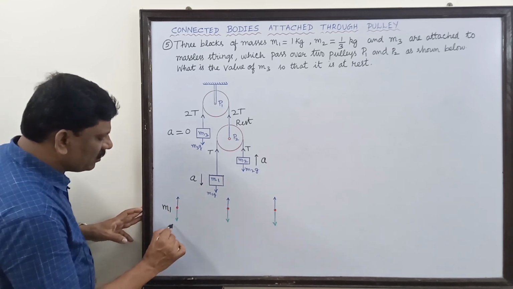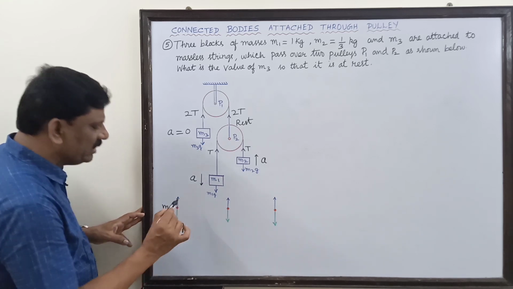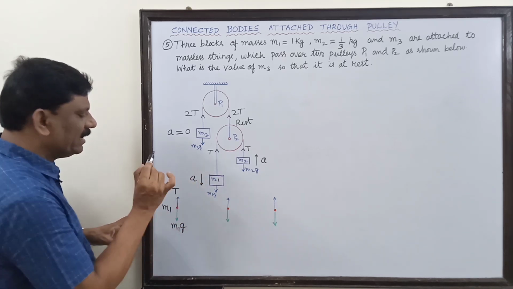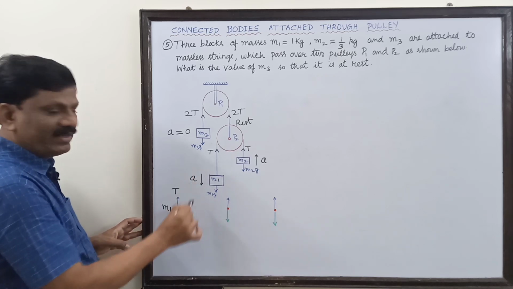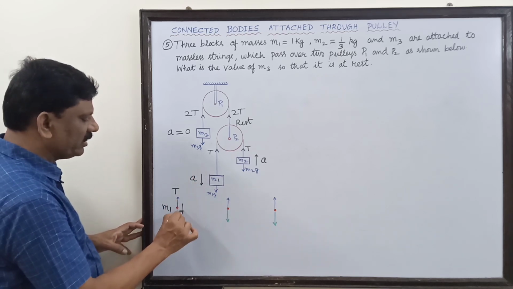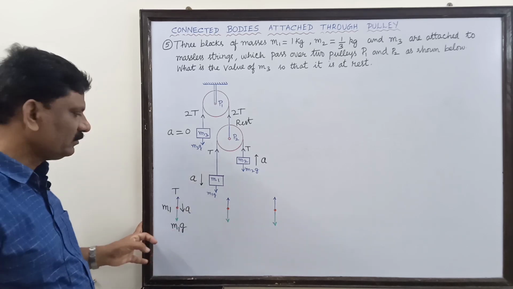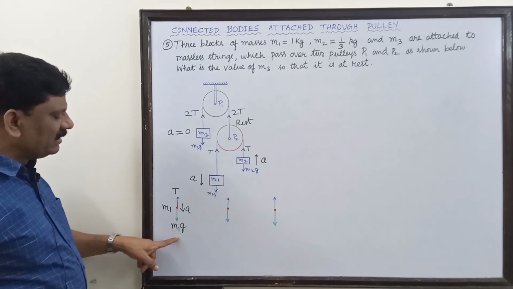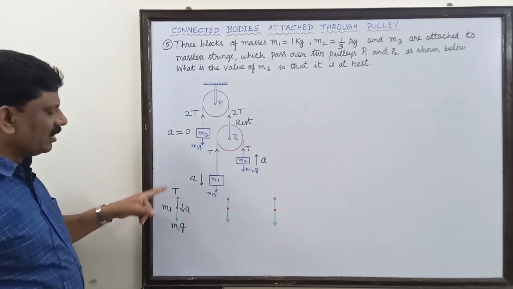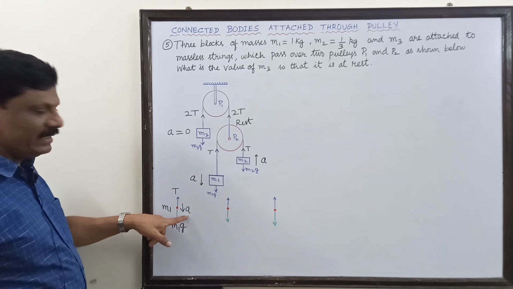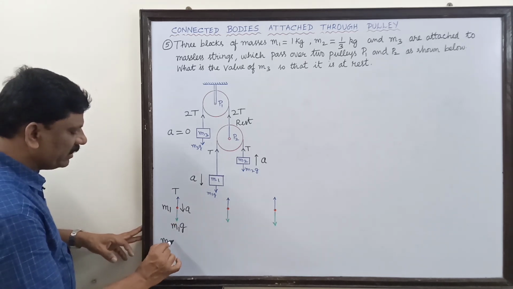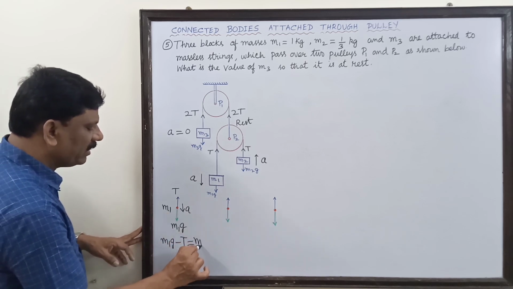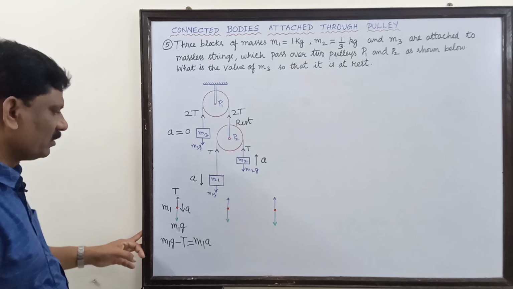This is m1 into g. Its weight is acting in the downward direction and the tension T is acting in the upward direction. But the acceleration of m1 is downward. So for this, the equation of motion is m1g minus T is equal to m1 into a. This is the equation.